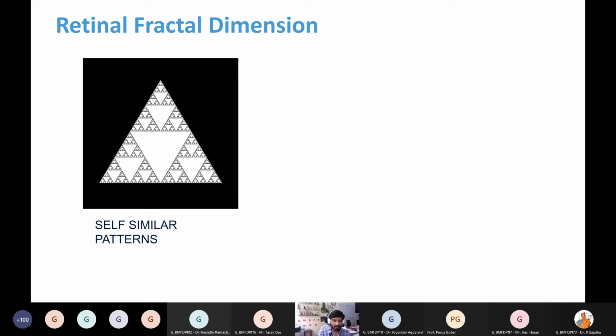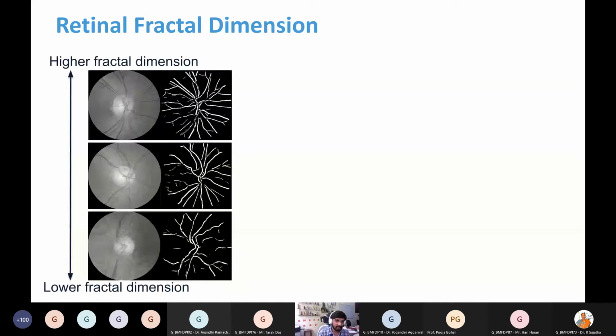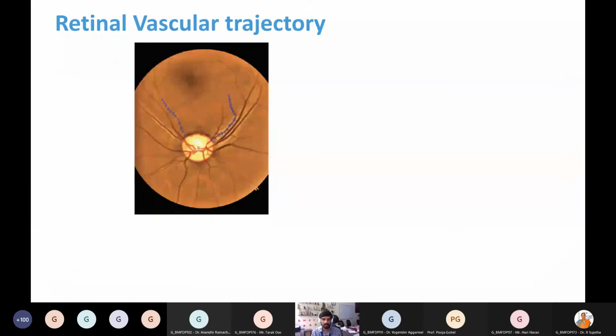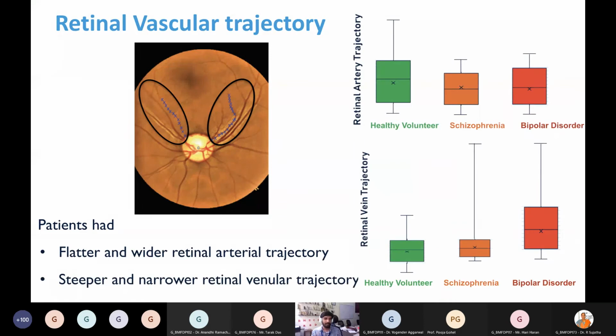We found a similar kind of thing in retinal images. Where there are more patterns that are self-similar, we call it fractal dimension. The retinal vessels are self-replicating. The one on the top has a higher fractal dimension, and the one on the lower has a lower fractal dimension. Here also, we found that patients with schizophrenia and bipolar disorder had a higher fractal dimension compared to healthy volunteers. This is one of the new features which we found out.